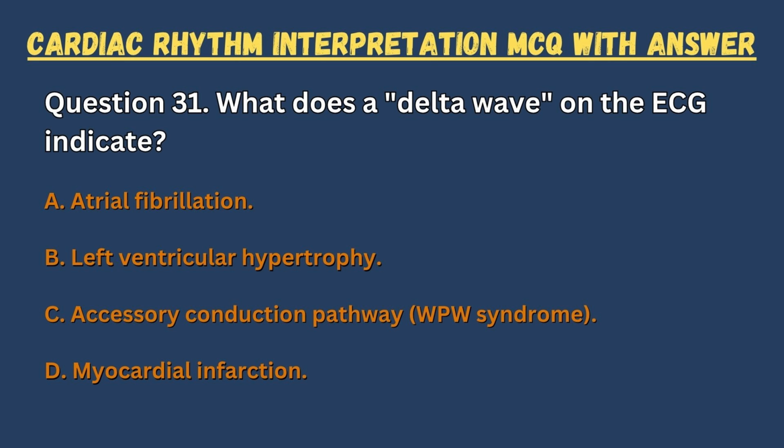Question 31. What does a delta wave on the ECG indicate? A. Atrial fibrillation. B. Left ventricular hypertrophy. C. Accessory conduction pathway, WPW syndrome. D. Myocardial infarction.